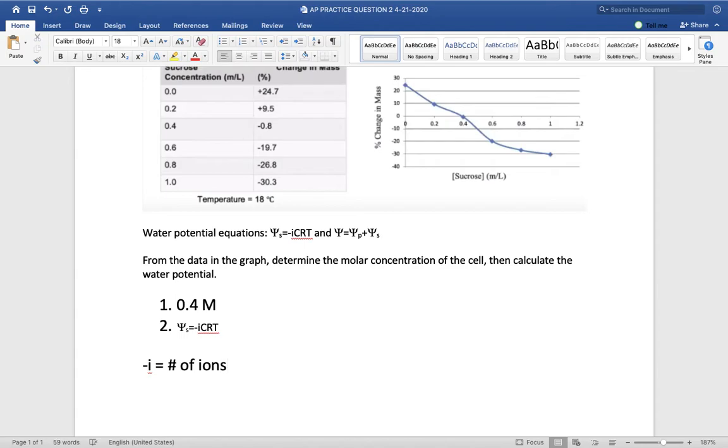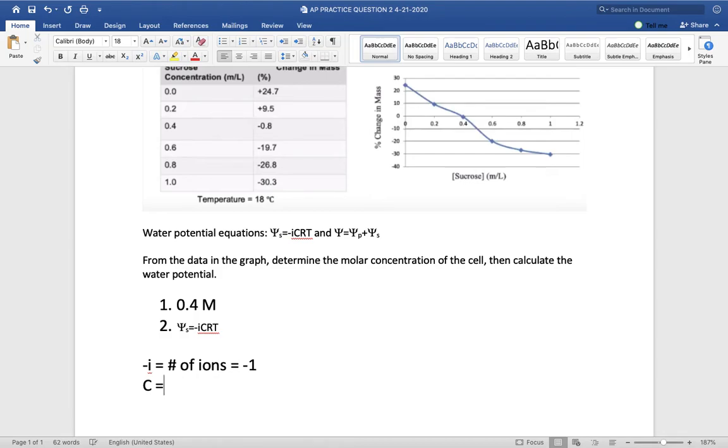In this case, sucrose is not an ionic compound. It is just sucrose, I believe C11H22O11. Because it's just one molecule or one particle, your i for that would be a 1, which obviously will end up becoming negative 1. Now, sodium chloride in solution breaks up into 2 ions. So if you see sodium chloride in the future on the AP tests, it would get an i number of 2. The Na plus would be 1, and the Cl minus would be the second one, so it would be 2.